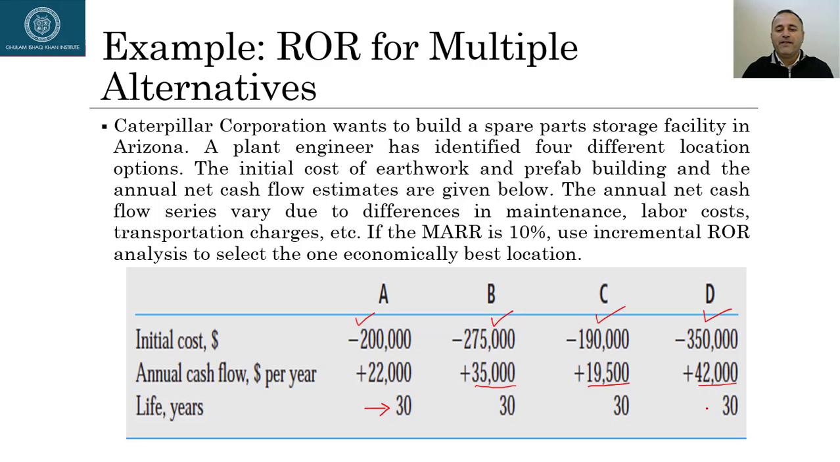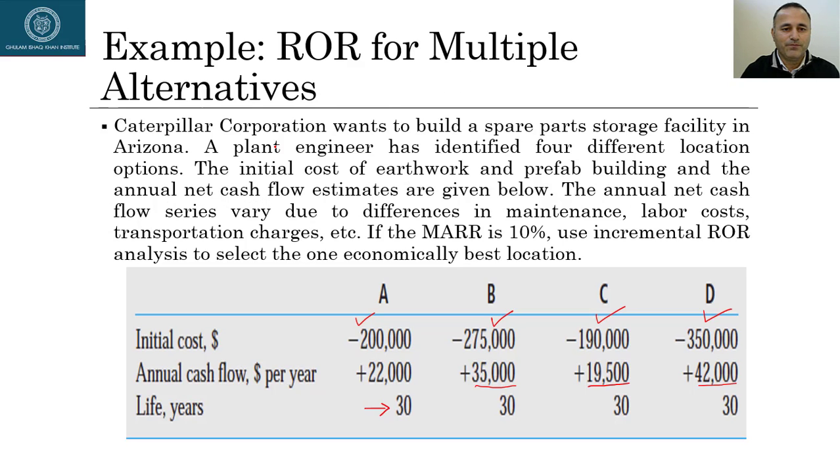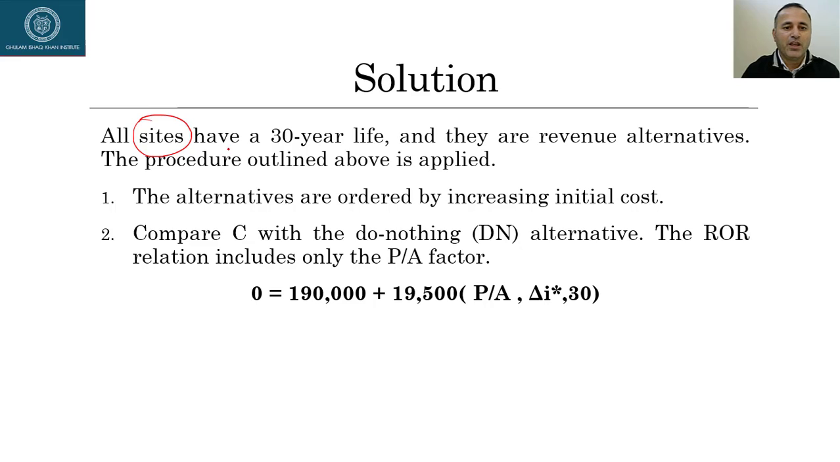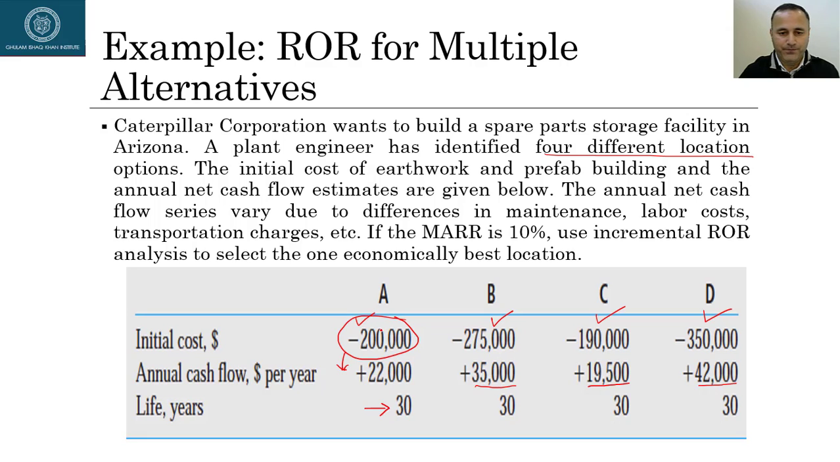So first things first, how do we do the comparisons? These are actually sites. A plant engineer has identified 4 different locations, locations A, B, C, and D. All sites have a 30 year life, and they are revenue alternatives. Why revenue alternatives? Because the company invests initially, and then they are expecting inflows. So that's why they are revenue alternatives.